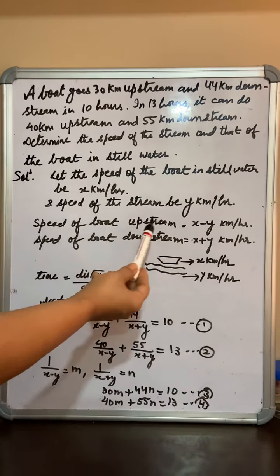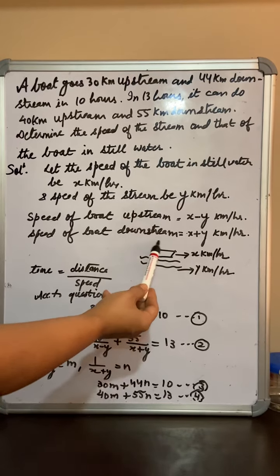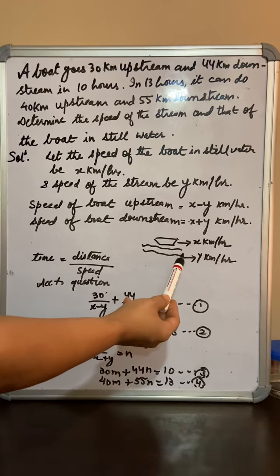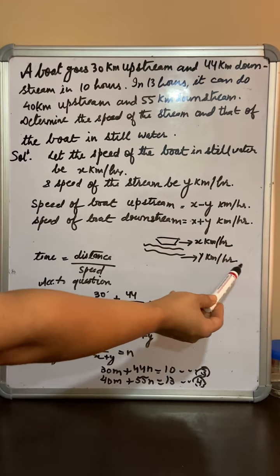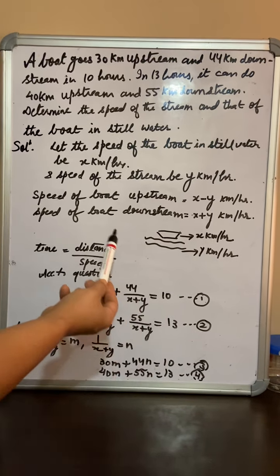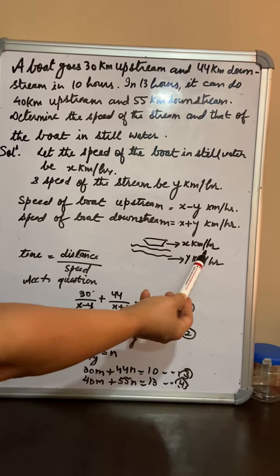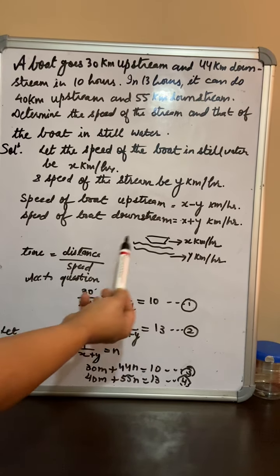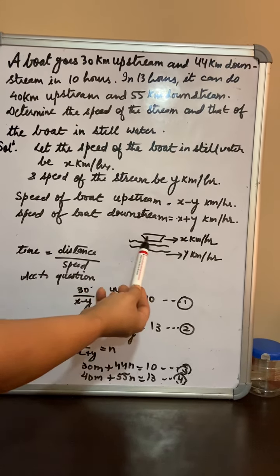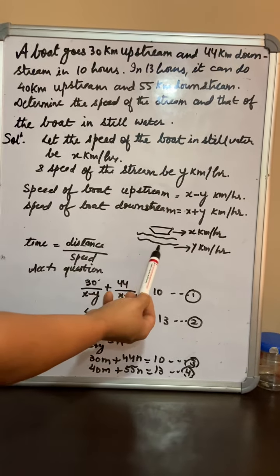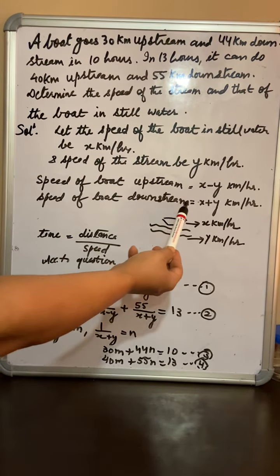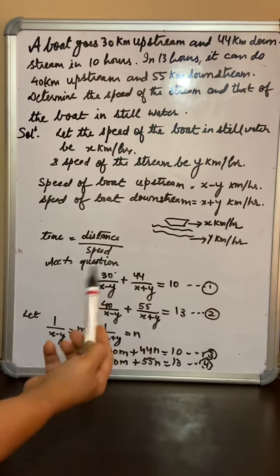Now what is the meaning of upstream and downstream? Suppose this is a boat which is moving with x kilometer per hour, and this is the stream which is also moving with y kilometer per hour. So when both are moving in the same direction, when the boat is moving in the direction of the stream, we say downstream, and then the stream is helping the boat. So the speed of the boat will increase downstream. Therefore we have written speed of boat downstream is x plus y kilometer per hour.